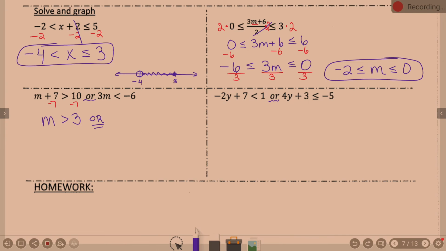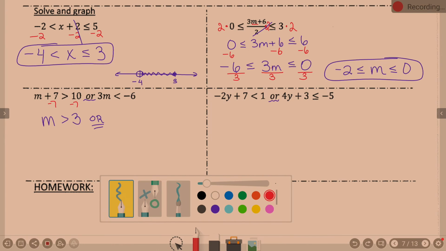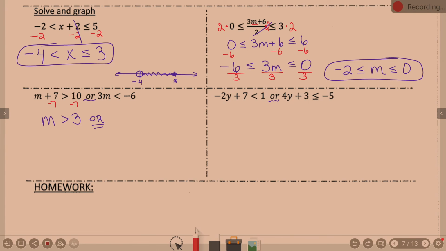Now, 3m less than negative 6. This time, I want to get m by itself. It's 3 times m. If it's 3 times m, what was I going to do, Rylan? Divide by 3. 3m divided by 3 cancels. M. Carry the less than sign down. Negative 6 divided by 3 is negative 2.